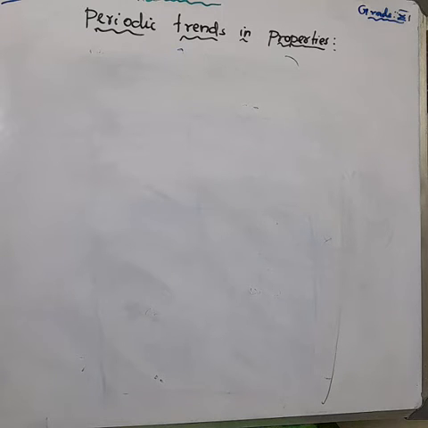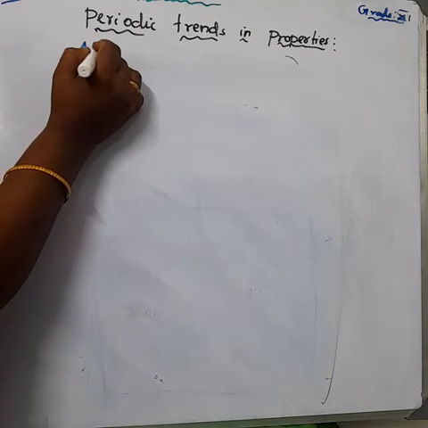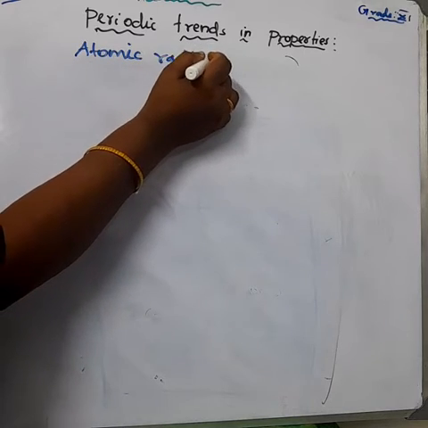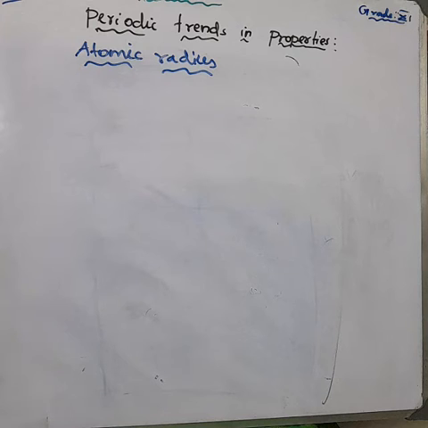As the atomic number of elements increases in the same period or group, there is a gradual variation in a particular property of the element. What are the properties? Atomic radius, ionic radius, ionization enthalpy or ionization energy, electron affinity or electron gain enthalpy, and last, electronegativity. There are 5 properties, all very important.